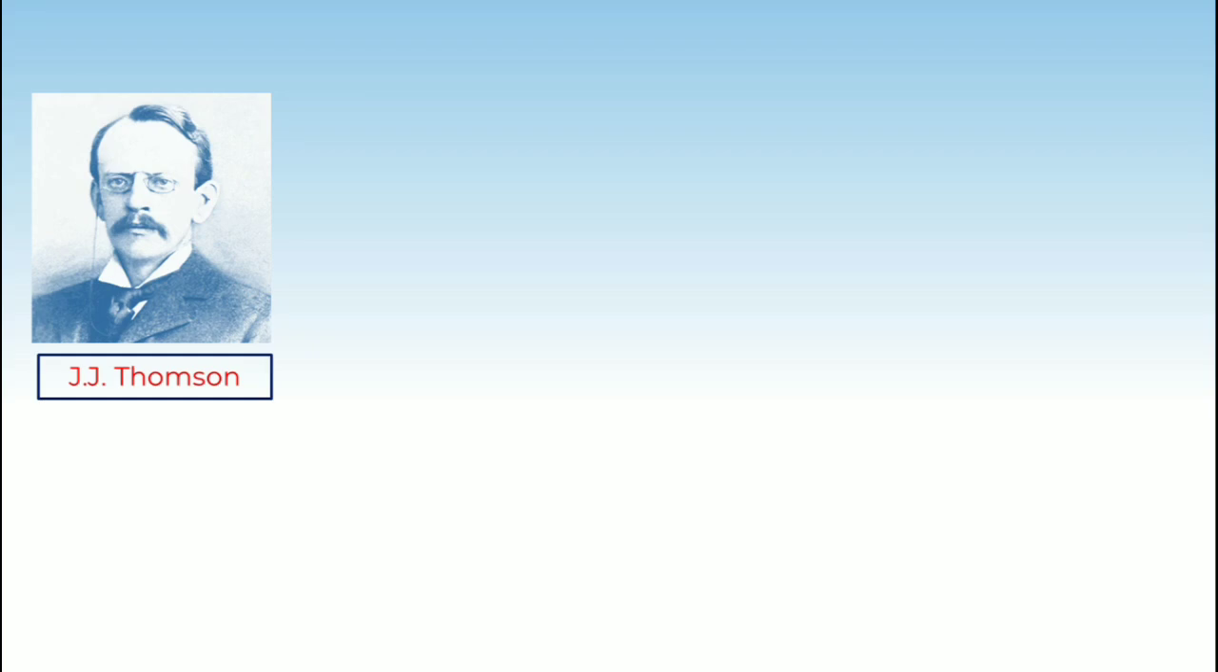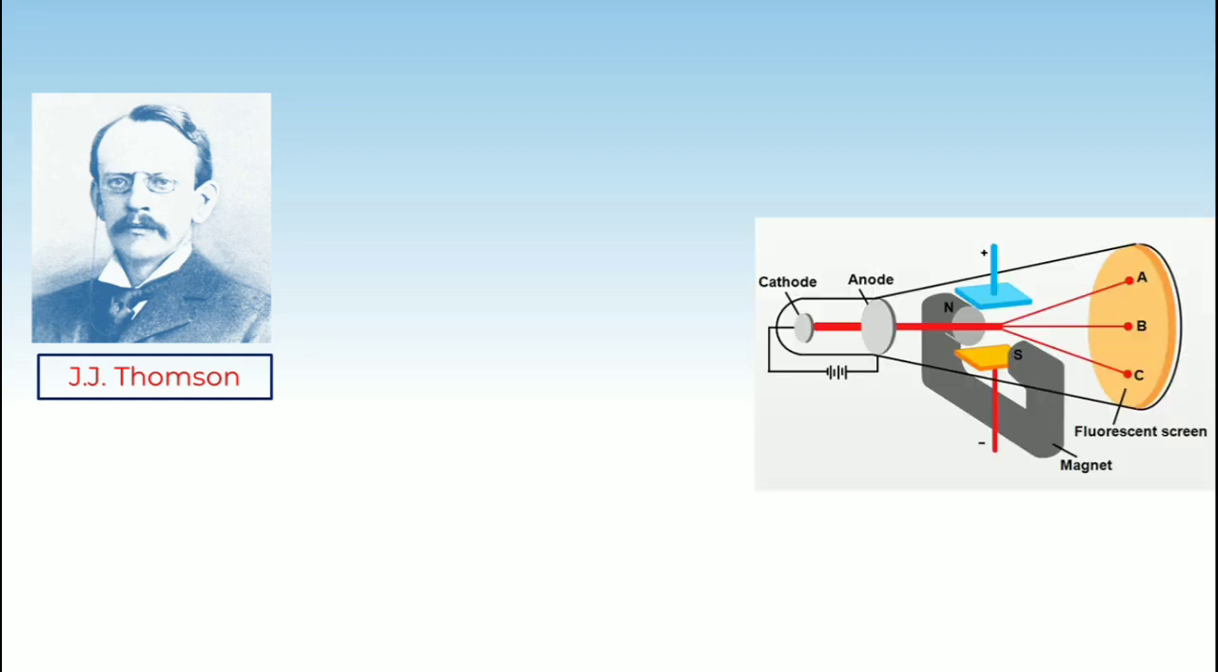J.J. Thomson made some observations again. This is where the hole was created inside the anode. This is the fluorescent screen. When the rays start from the cathode to the anode, they pass through the anode, and through that hole they hit this fluorescent screen. This is the magnet, north pole and south pole. Here the very high voltage electricity is applied.